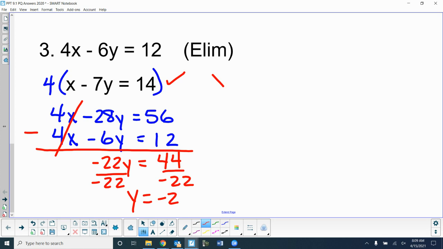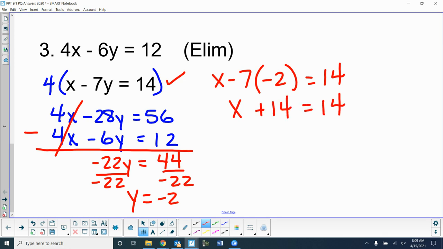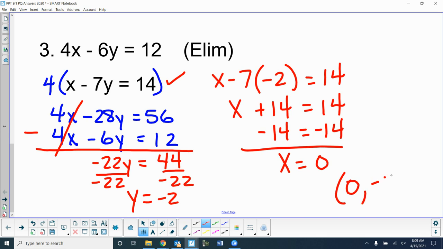So I'm going to go x minus 7 times negative 2 equals 14. So x plus 14, because negative 7 times negative 2 is positive 14, and then take the 14 over, so we get x is 0. So my answer for this one is 0, negative 2, using elimination.